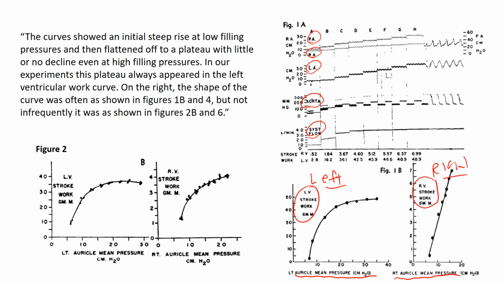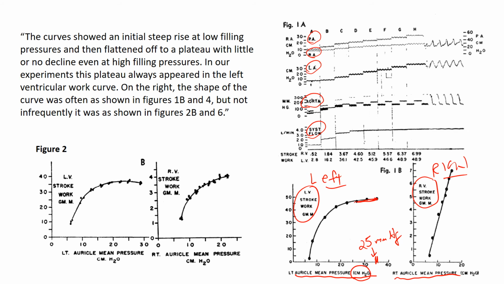Okay, so the left here saturates, and you get up into these kind of pressures. These are centimeters of water. 35 centimeters of water is, roughly speaking, 25 millimeters of mercury. So that's awfully high physiologically.